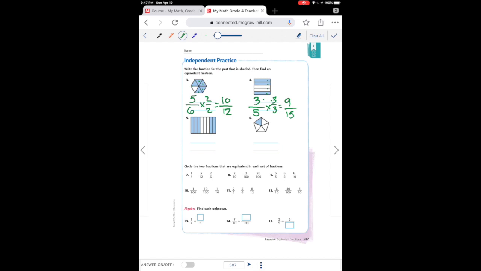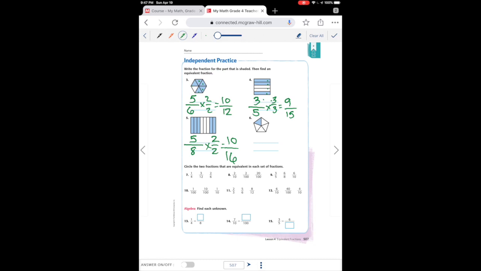Number 5, how many pieces are colored in for our numerator? 1, 2, 3, 4, 5. And how many pieces are there total for our denominator? 1, 2, 3, 4, 5, 6, 7, 8. Great job. Now let's multiply. Let's multiply by 2 again because it's easy and I like it. 5 times 2 is 10. 8 times 2 is 16. So 5/8 is equivalent to 10/16.